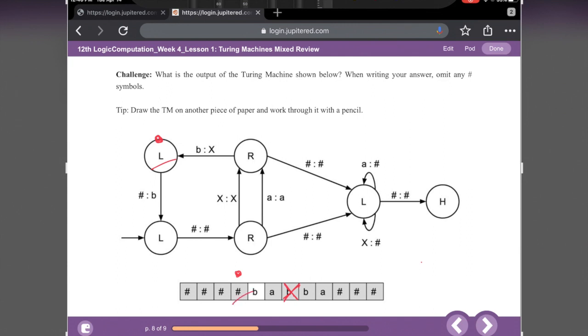Okay, now we're here. We do see a pound. And it says if you see a pound, replace it with a B. Okay, so that's what we do. And then we go to the left again. Okay, and now we're there. Okay, we see a state transition that says if you see a pound, replace it with a pound, and then go to the right.